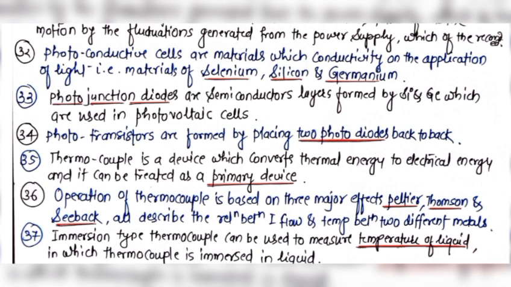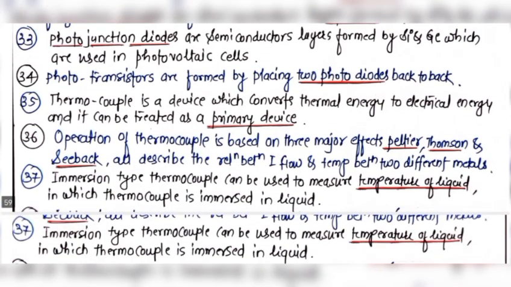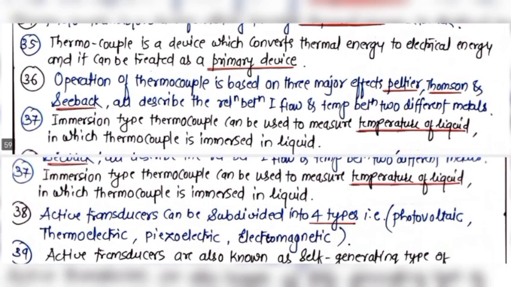Thermocouple is a device which converts thermal energy to electrical energy, and it can be treated as a primary device. Operation of a thermocouple is based on three major effects: Peltier effect, Thomson effect, and Seebeck effect. All describe the relation between current flow and temperature between two different metals. An immersion type thermocouple can be used to measure the temperature of a liquid in which the thermocouple is immersed.